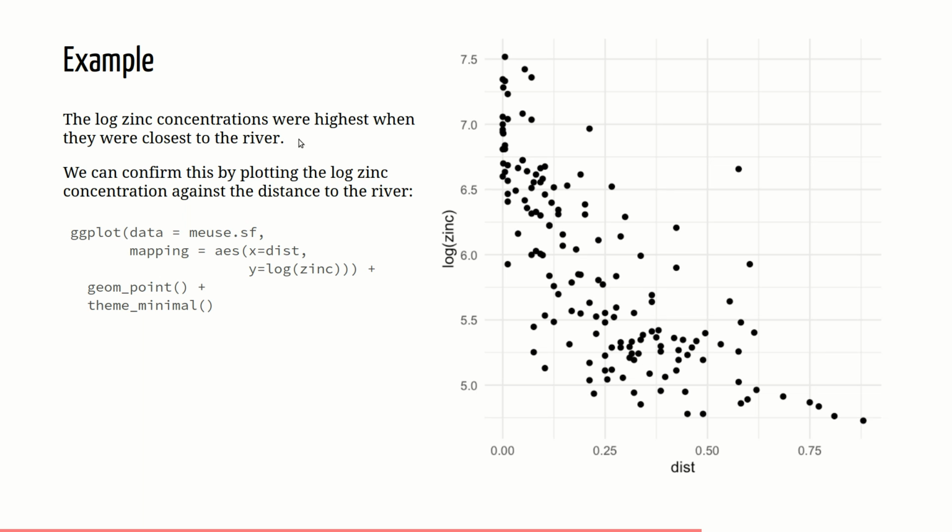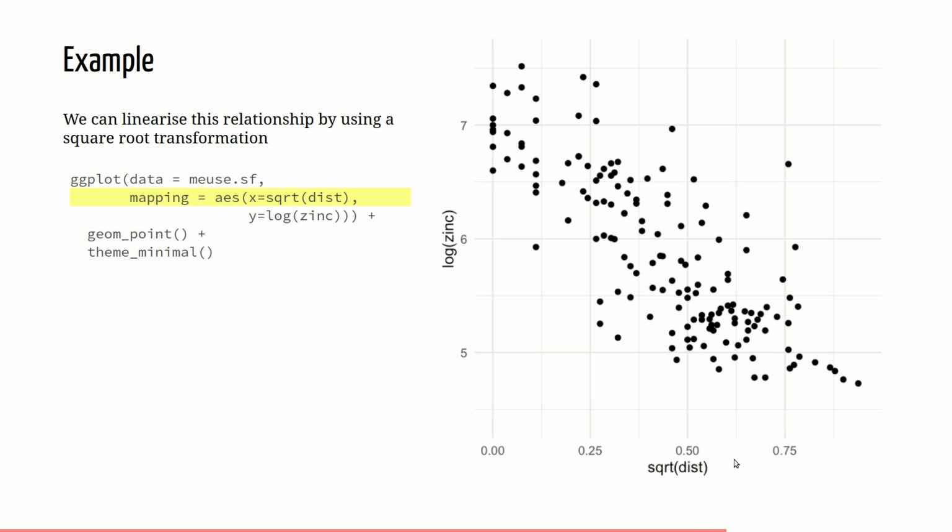So you remember that log zinc concentrations were highest when they were closest to the river, and we can just confirm that just by plotting the log zinc versus the distance to the river. Okay, and so you can see that sure enough, as the distance increases, the zinc concentration drops off. Now we want to fit a statistical model to this, and the only thing that statisticians know how to fit really is a straight line. That's not quite true, but it's a good approximation. So we need to turn this into a straight line. So at the moment you can see it's got a bit of a curve to it, and we can do that by square rooting the distance.